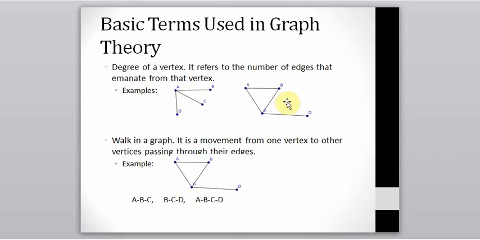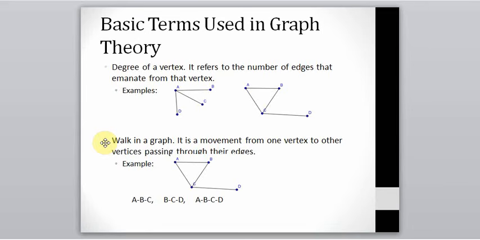While on the second example, you have 4 vertices. Degree of A: you have 1 and 2, so that's 2. Degree of B, that's also 1 and 2, so the degree of B is 2. While for C, you have 1, 2, 3, so the degree of C is 3, while for D, we have 1, so the degree of D is 1. So just count the edges that emanate from that specific vertex.